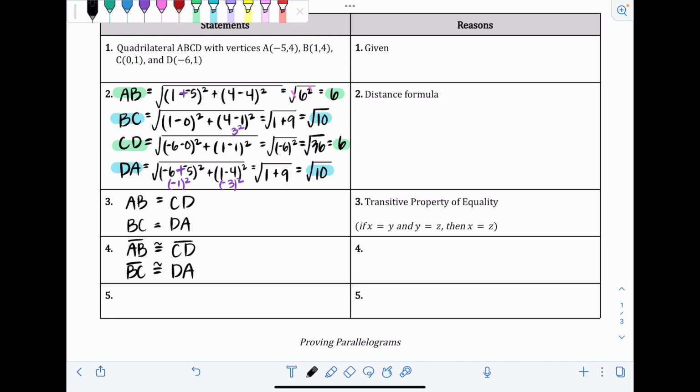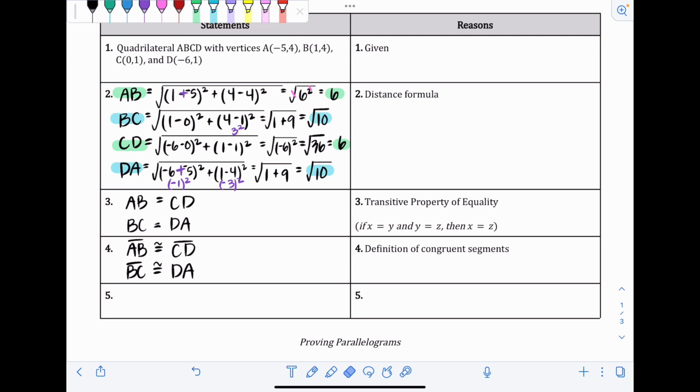And that's because after we've stated that their distances are the same, like equal to each other, that's the definition of congruent segments. So that's going to be our reason for part 4. The definition of congruent segments is that they have the same distance between their endpoints. And now we said that the opposite sides are congruent to each other, and that's one of the things we could have used to prove that this was a parallelogram.